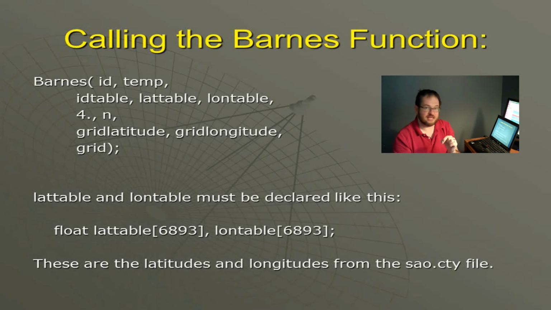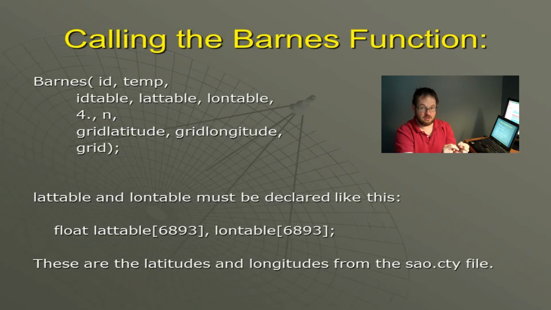Lat table and lawn table also come from data that is stored in the SAO Easy City file. Again, you probably already have those, depending on exactly what you did when you read the SAO Easy City file, but you probably already have two floating point arrays that each contain 6,893 floating point numbers. One is a list of all the latitudes of the stations, and one is a list of all the longitudes of all the stations.